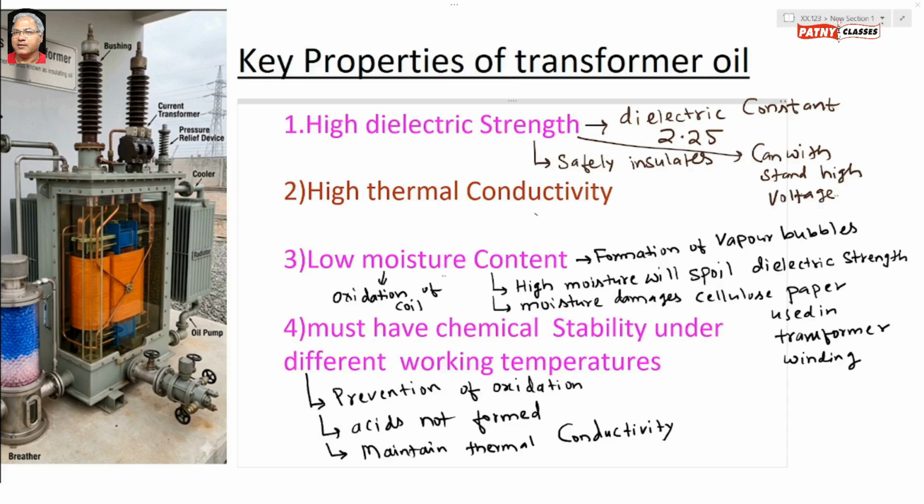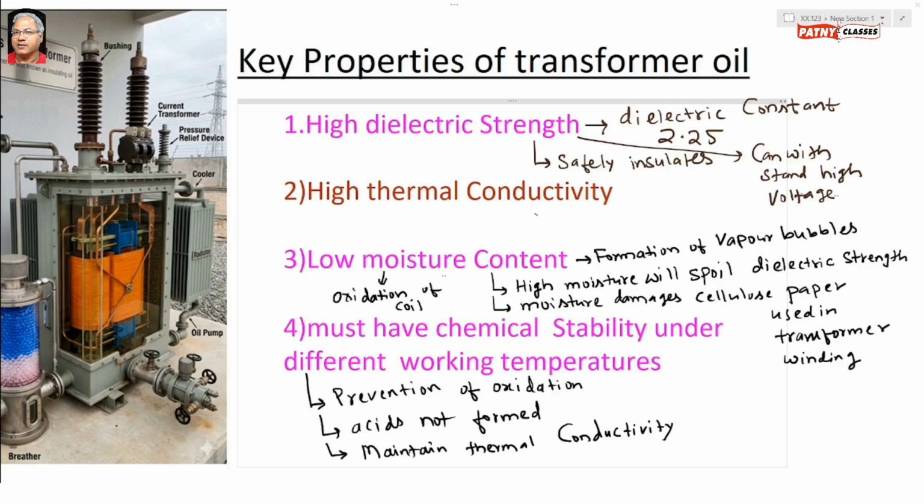Chemically unstable oil will be responsible for converting this transformer oil into some acids. So in chemically stable transformer oil, acids are not formed, and the thermal conductivity will always remain the same. If it is chemically unstable, then what will happen?